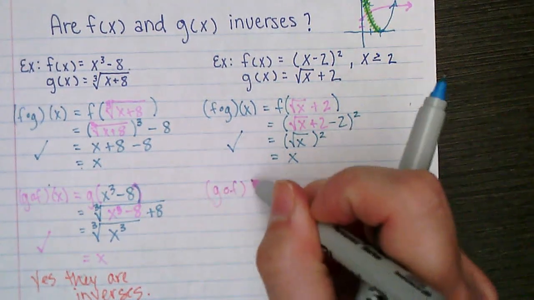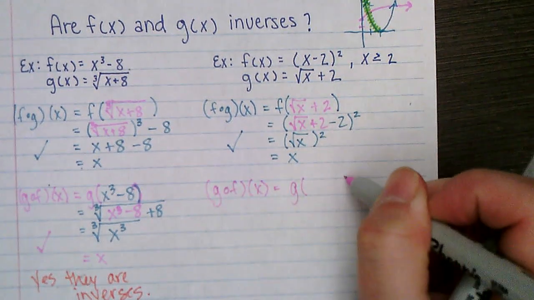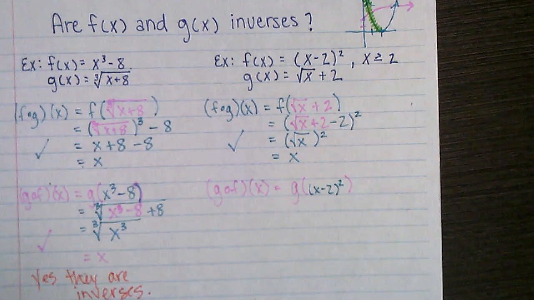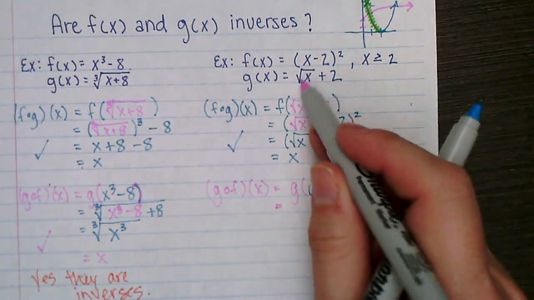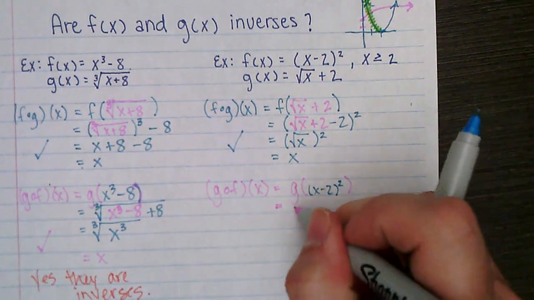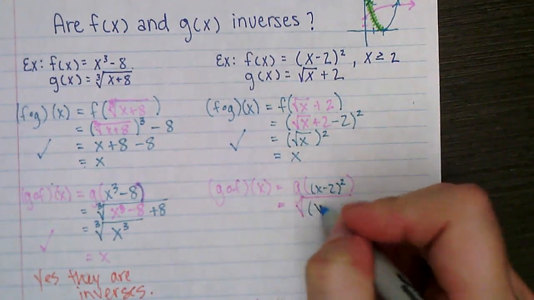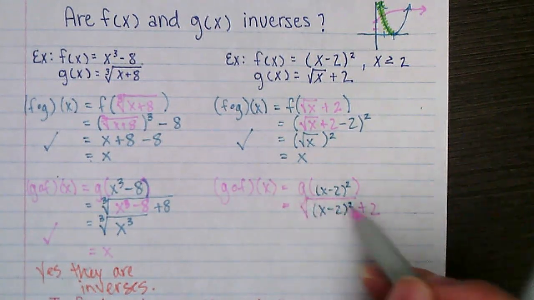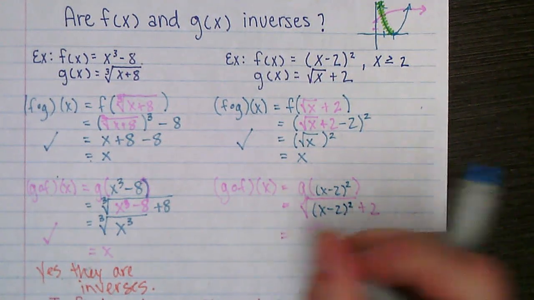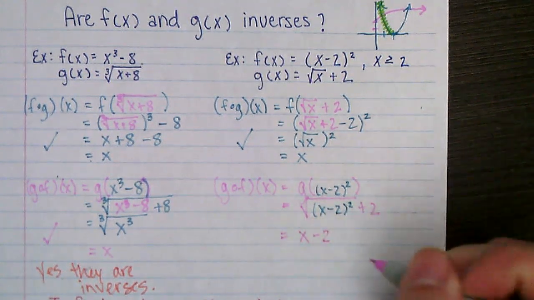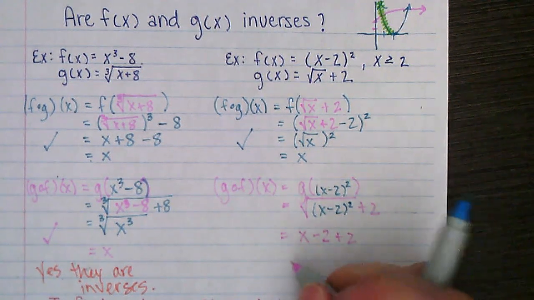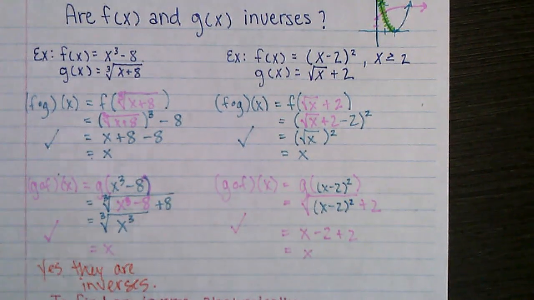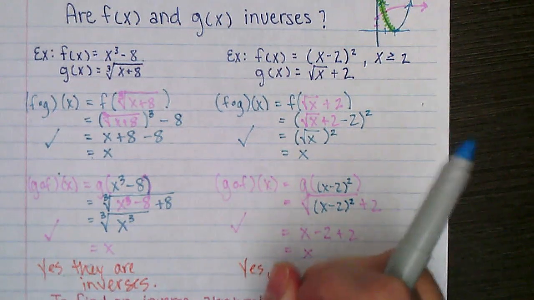g circle f of x, so I'm going to do g of my f of x. f of x is (x − 2) in parentheses squared. So g of x is the square root of x, and I'm replacing that x with this stuff. So I'll have the square root of this stuff here, (x − 2) squared, plus 2. Now when you square root something that is squared, that just undoes each other and leaves me with x − 2. And then I still have plus 2 out here. x − 2 + 2 is just x, which means that works as well. So yes, they are inverses.